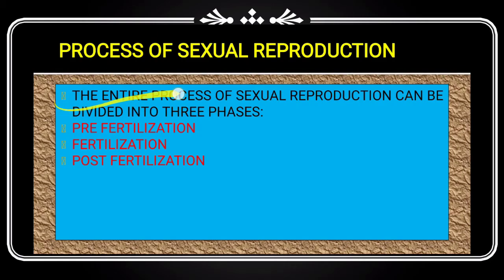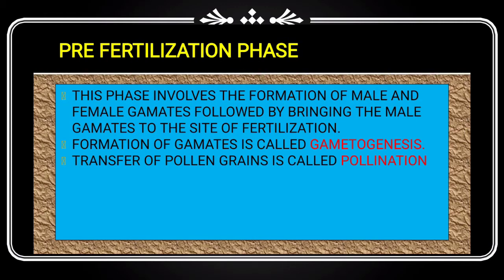Now moving on to the process of sexual reproduction. The entire process can be divided into three phases. First one, pre-fertilization phase. Second one, fertilization phase, and the last one, post-fertilization phase. First, we will be discussing the pre-fertilization phase.